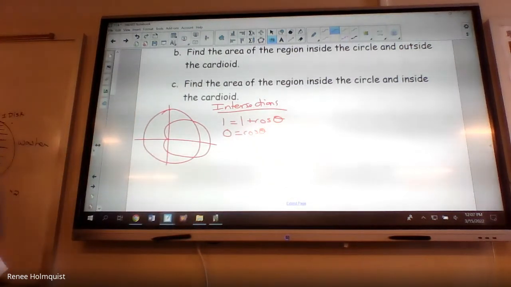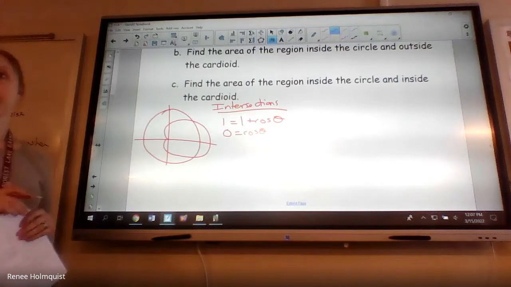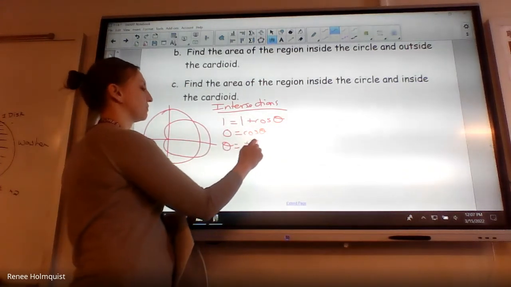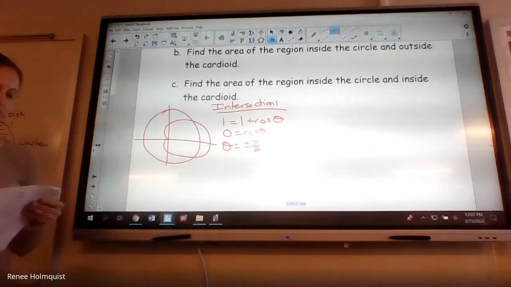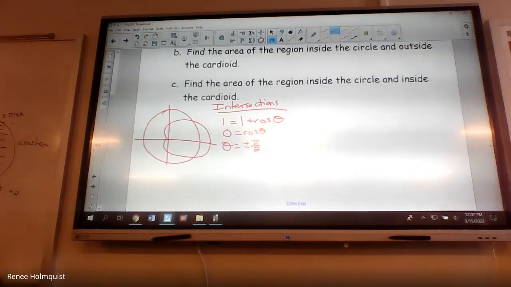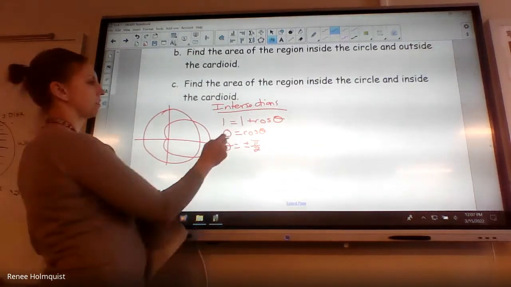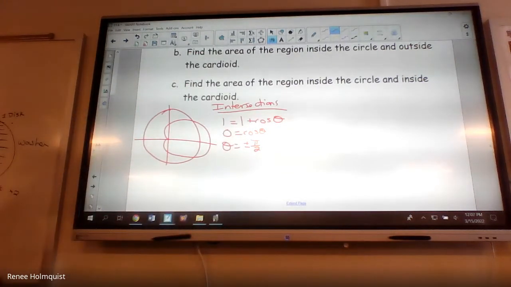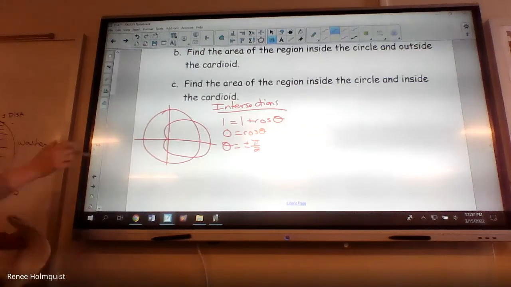And where does cosine equal 0? Plus or minus pi over 2, or 3 pi over 2. Intersections. That's right here and right here.